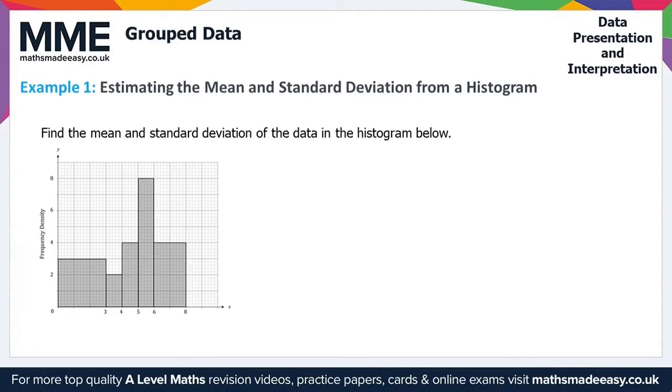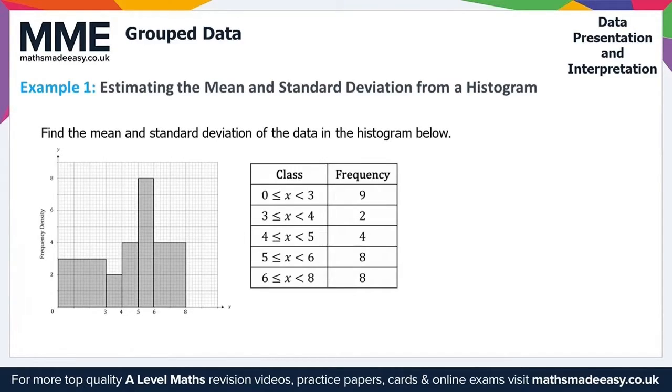For example, we can see our first class will be between 0 and 3, the next class will be between 3 and 4, the next one after that is 4 and 5, and so on. We can see the frequency by using the frequency density to get our frequency. What we should get for our table of data will look something like this. So we have our table of data from the histogram.